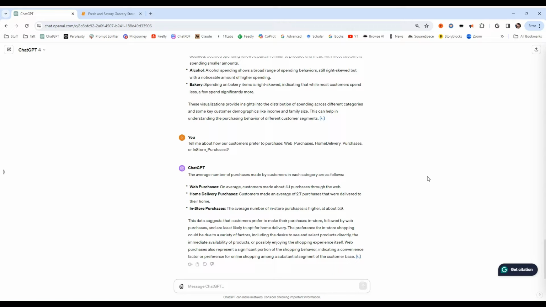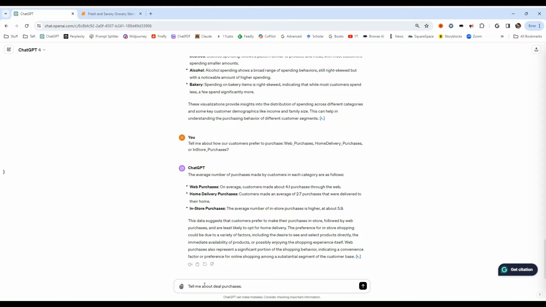Okay, we can see that on average, customers made about 4.1 purchases through the web. Customers made an average of 2.7 purchases that were delivered to their home, and the average number of in store purchases is higher at about 5.9. So, this data suggests that customers prefer to make their purchases in store, followed by web purchases, and are least likely to opt for home delivery. Well, that's really good so that we can plan for the future.